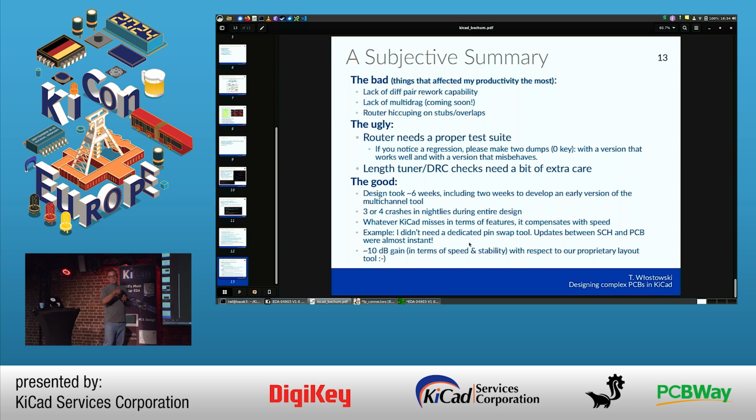Because switching from PCB to the schematic is a fraction of a second. Moving a few labels around is a fraction of a second. Updating the PCB, again, to annotate the changes is maybe 2-3 seconds. Our competition that I used for many other designs takes roughly 2 minutes to back annotate the schematic changes to the PCB. Yeah, hence the 10 dB gain roughly in terms of speed of stability.